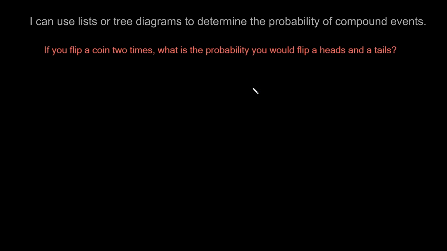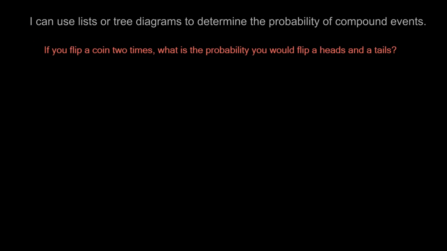So it asks, if you flip a coin 2 times, what is the probability you would flip a heads and a tails? So we can either make a list or draw a tree diagram to solve this. This one is fairly straightforward, so making a list might be okay in your head, but I think that a tree diagram might lead to a more accurate process, and that'll allow you to make your list using a tree diagram. So let's just start here.